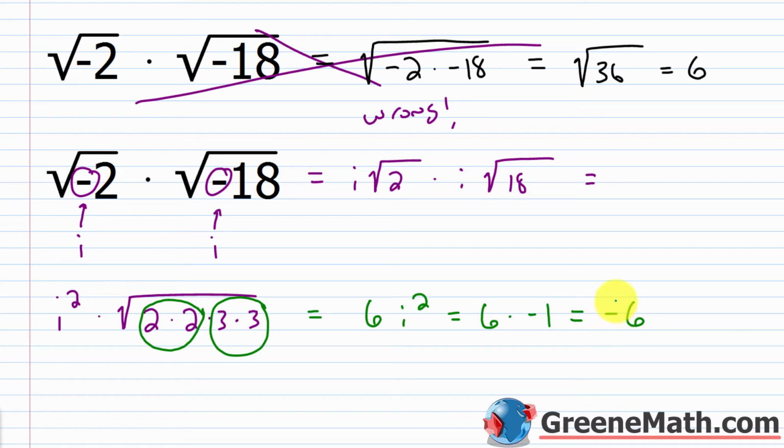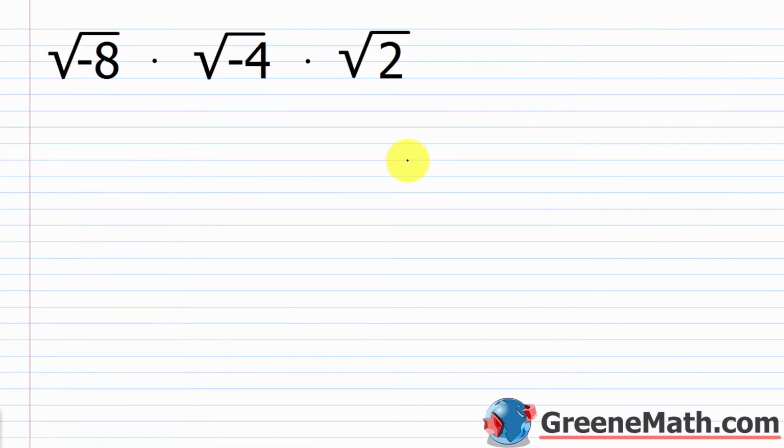Now, if you did this the wrong way, your sign would be incorrect. You'd end up with positive 6. That's not correct. This is the correct way to do it, and the other is incorrect. So you've got to make sure that you change the form first. Don't just apply the product rule for radicals as you know it, because that's not going to work when you're taking the square root of a negative. The same thing is going to apply when we get to a division problem as well. All right, let's take a look at some examples.